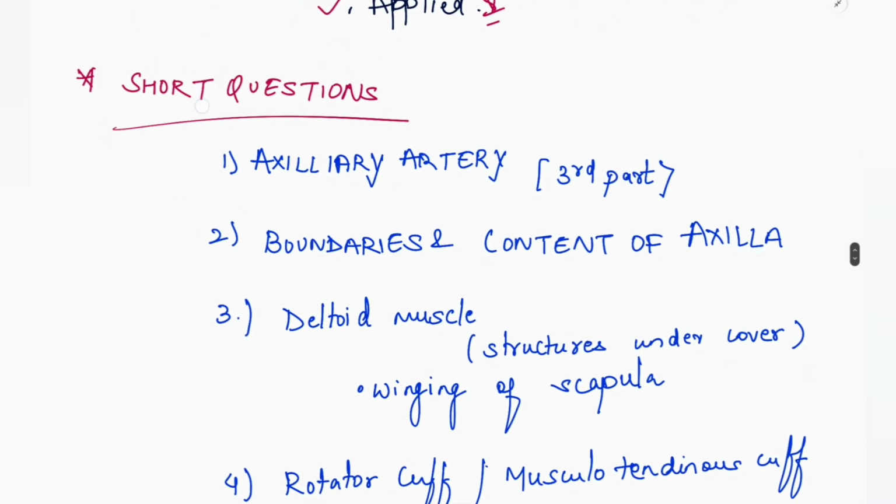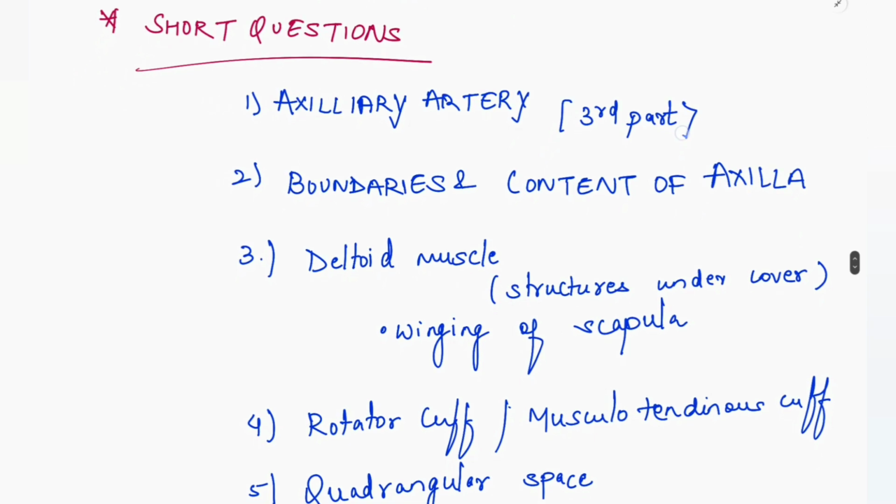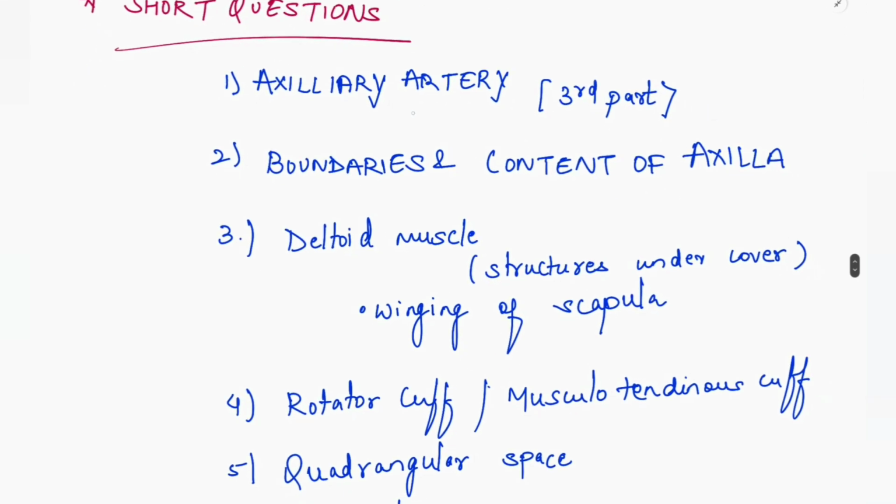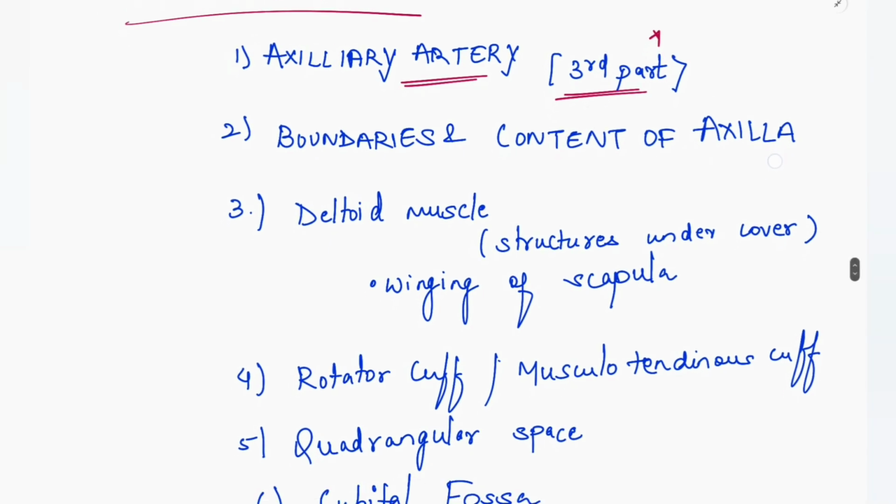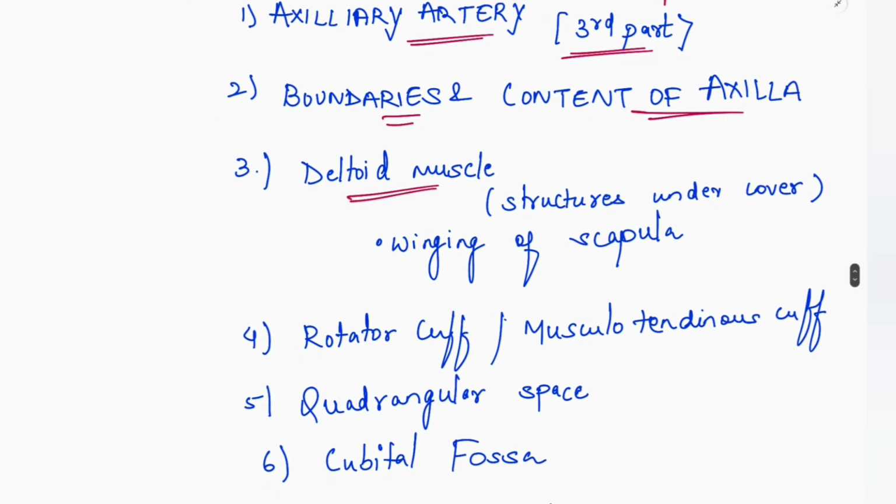Now we are coming to the short questions. There are few short questions like the axillary artery, specifically the third part of the axillary artery. So this is a good question. Then the boundaries and contents of the axilla, this can also be asked. Then deltoid muscle: the origin, insertion, nerve supply and action of deltoid should be known to you, and the structures under the cover of deltoid, all the structures that are below the deltoid, you should know this. This is an important question.